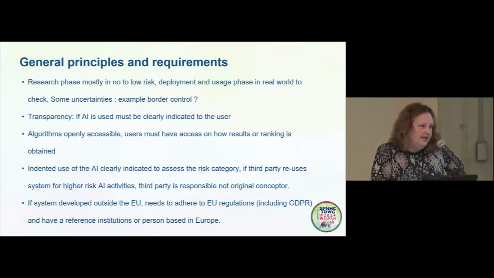And also there is some uncertainty, for example, border control. They clearly target people identification, but if we have IE tools to identify traffic of illegal species, it's totally unclear if we fall in this high risk or not, because it's leading to border control.